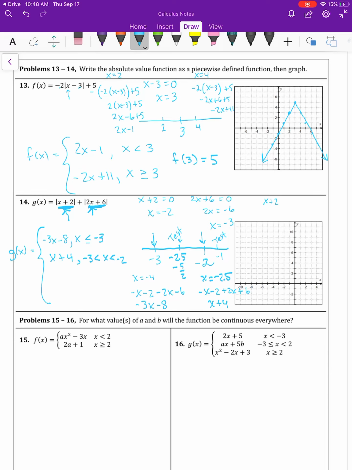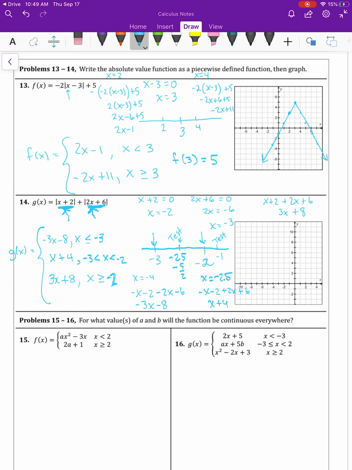If I put a negative 1 in for the second one, 2 times negative 1 plus 6, I get a positive. So that one's going to stay the same, positive 2x plus 6. I add my like terms, I get 3x plus 8. So the third part of my function, 3x plus 8, is for x greater than or equal to negative 2. So I've got my piecewise function. Now I'm going to go graph it.